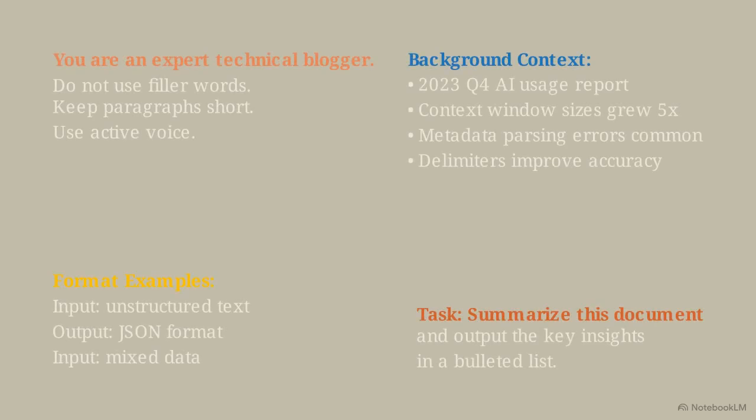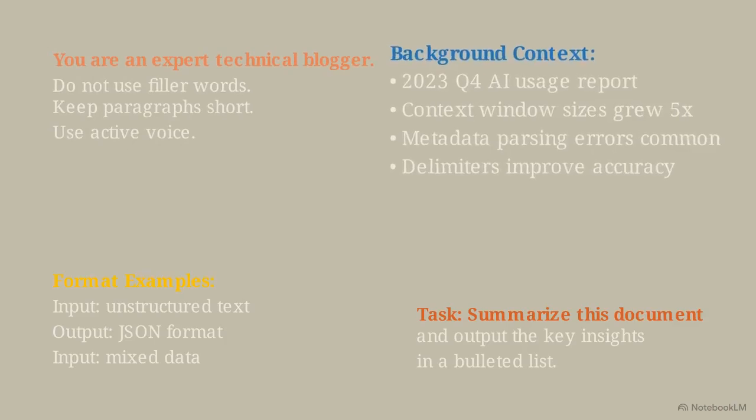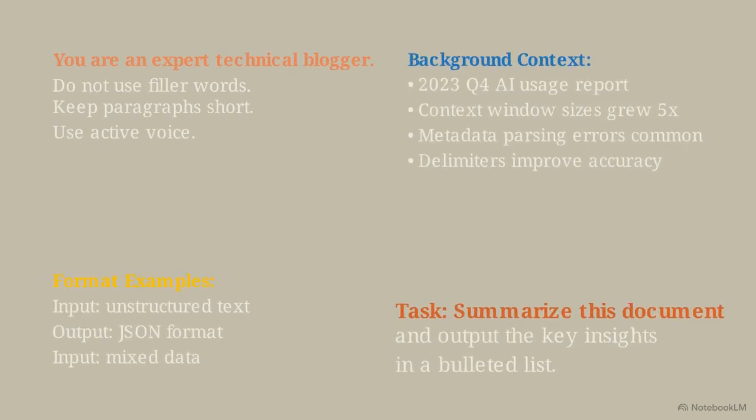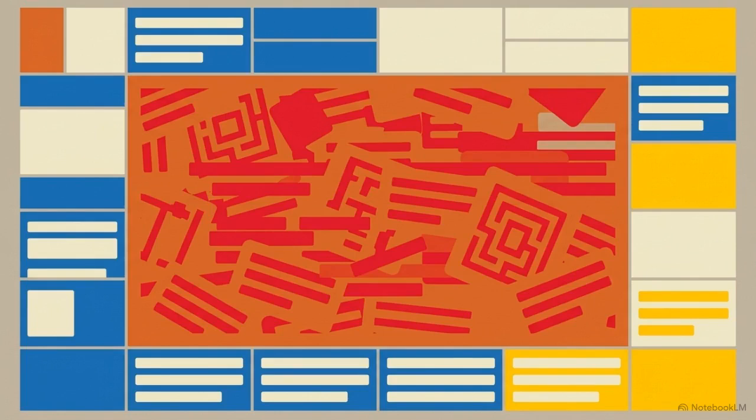Look at this dense wall of text. We've all done it, writing a mega prompt by mashing instructions, background context, examples, and the actual question together into one block, hoping the AI figures out which piece is which. When the structure is this flat, models often get confused.